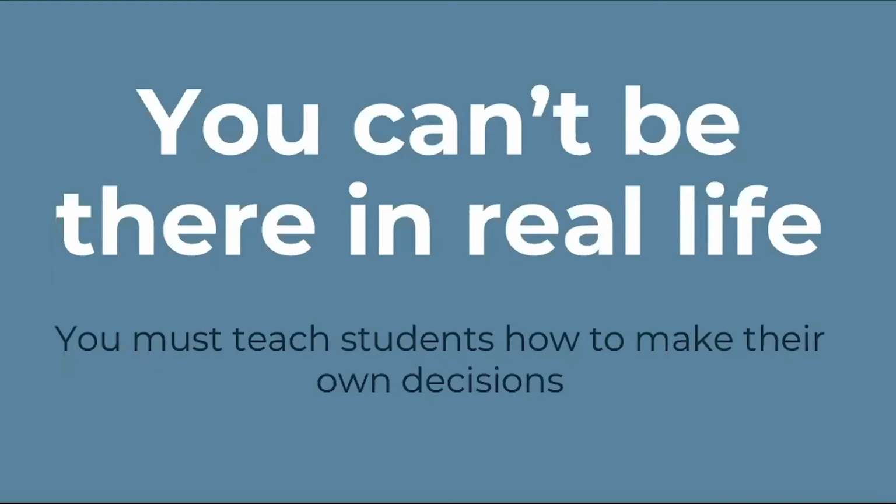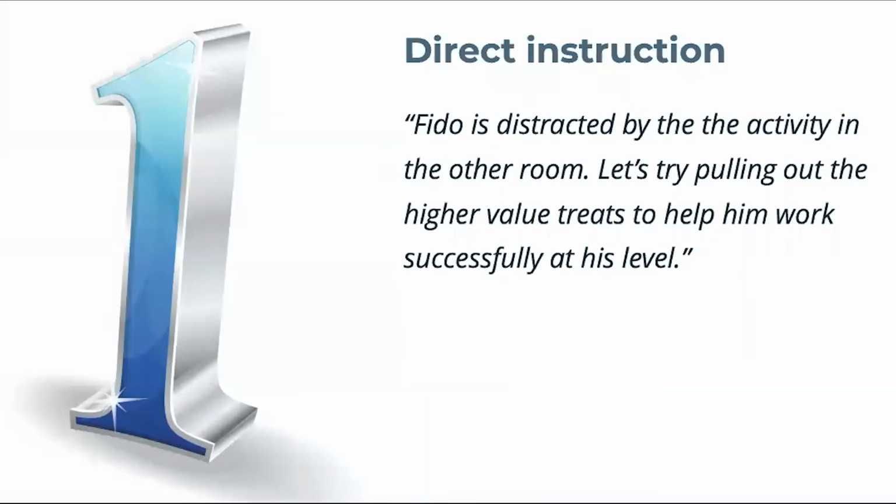Okay. The first step is always direct instruction, right? When people are brand new learners, they're just learning something, the scaffolding's up high, we're using a lot of it. So for example, we say to people, Fido's distracted by the activity going on in the other room. Let's try pulling out the higher value treats to help him work successfully at his level. We identify the problem. We tell them exactly what to do about it, right? This is what we tend to do. And this is important to do in the beginning. People need this kind of support in the beginning.